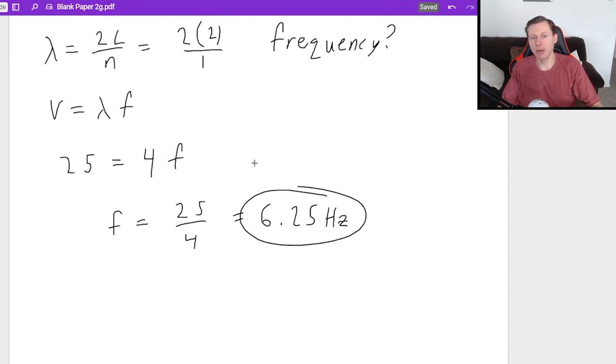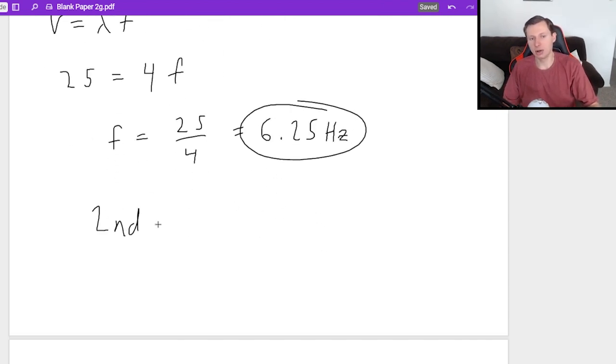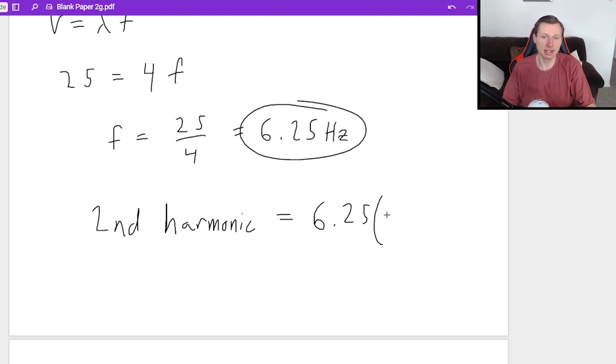And once again, if I want to know the second harmonic, the third harmonic, whatever, then I just need to take that answer, 6.25, and multiply it by the harmonic number n, in this case 2. That would give me 12.5 hertz. And so that's how you can answer any question like that.